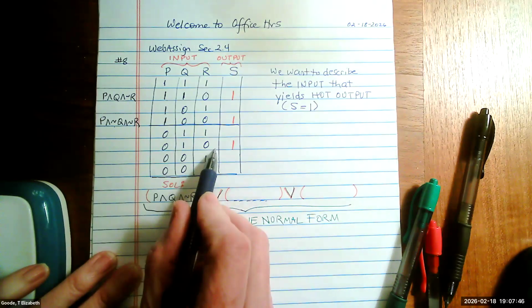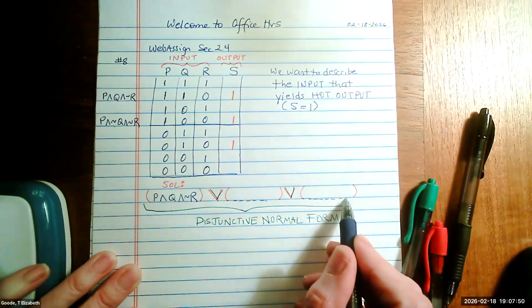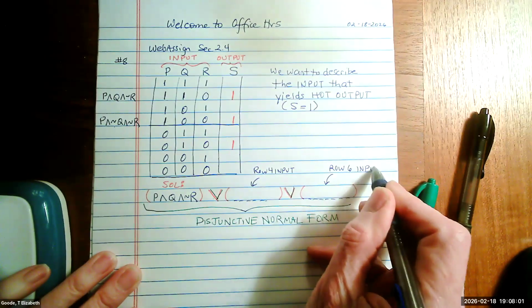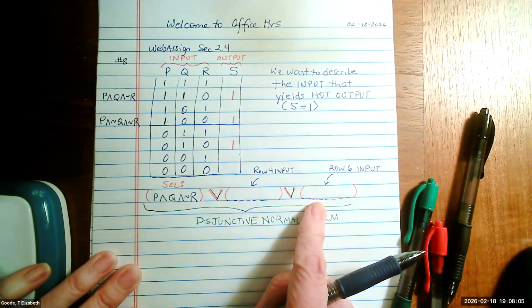Okay, and I'll let you plug this in here, and then you'll write the expression for row six input. That would be here. So this is row four input, and this is row six input. And what that does is it gives us a complete description of the situations, the inputs that give hot output.